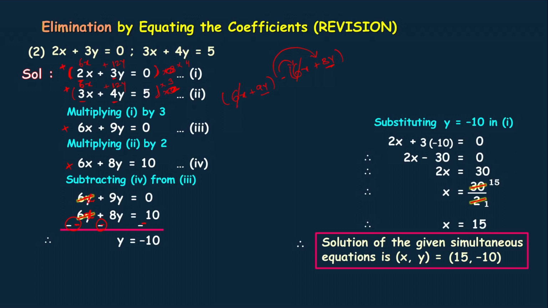So what did we learn from this? How do we always solve them? By making the coefficient of one of the variables the same. So in this case, both the coefficients of x and y were not the same. So you make it the same. You make one of the coefficients the same, eliminate that variable, get the answer for the other variable. Once you substitute the answer in the equation, you will get the other variable as well.